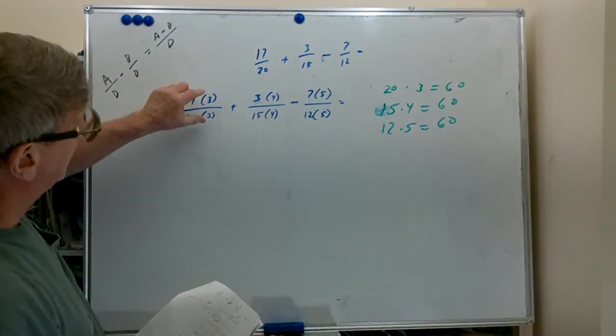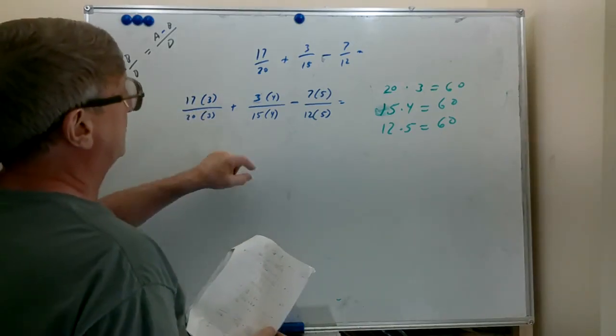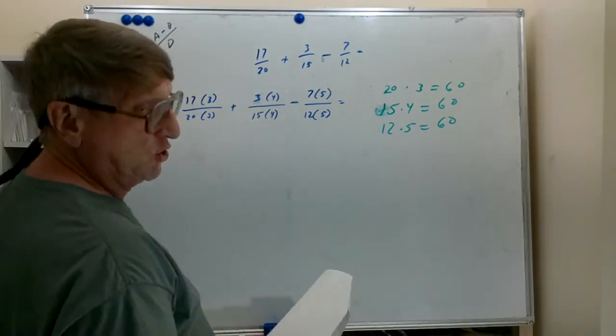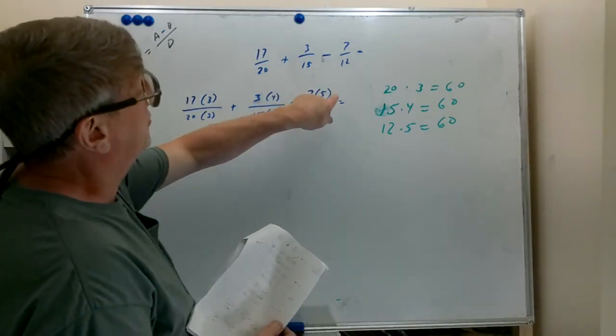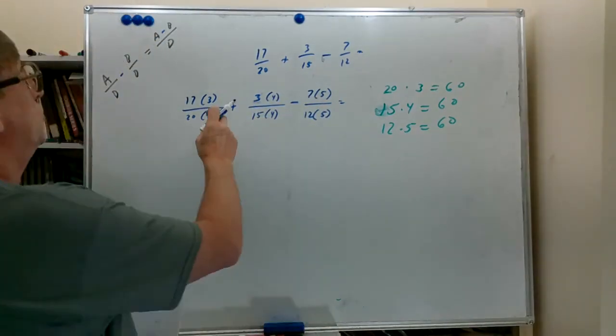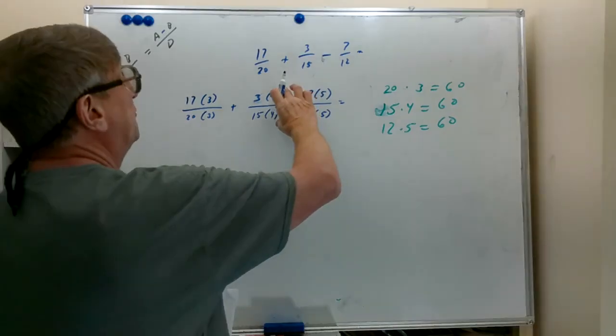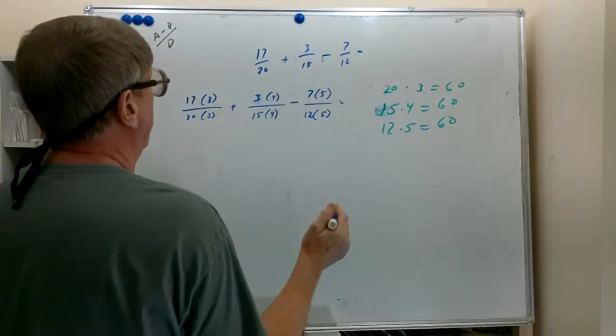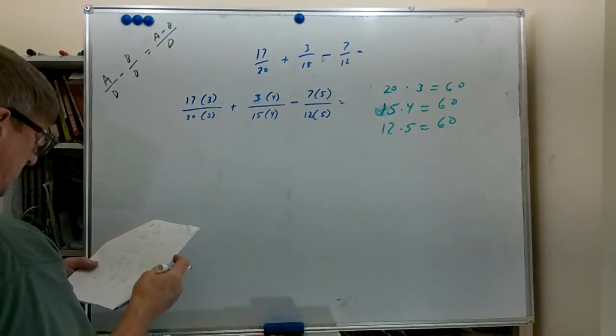Now you notice when we multiply this fraction by 1, we're going to have an equivalent fraction. We've multiplied by 1 in the form of 3 over 3, 1 in the form of 4 over 4, and 1 in the form of 5 over 5. So let's do the multiplications here.